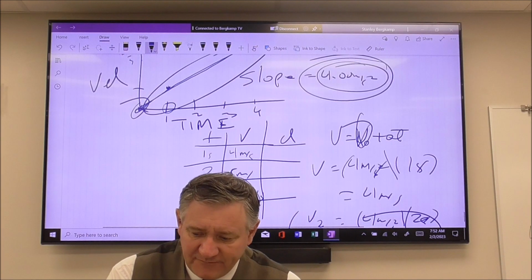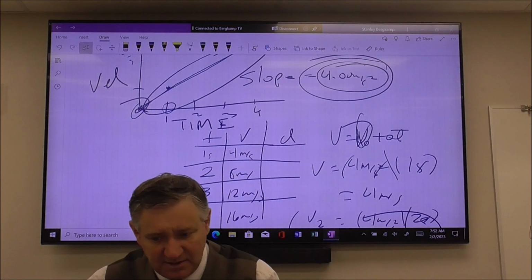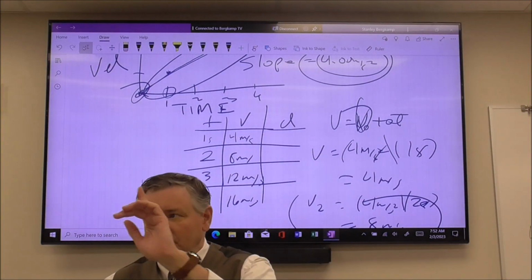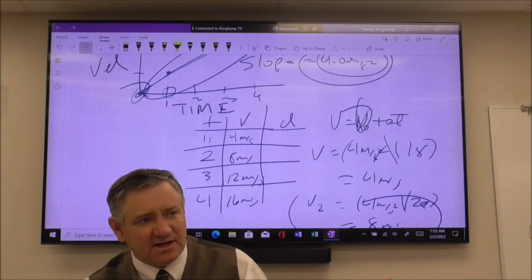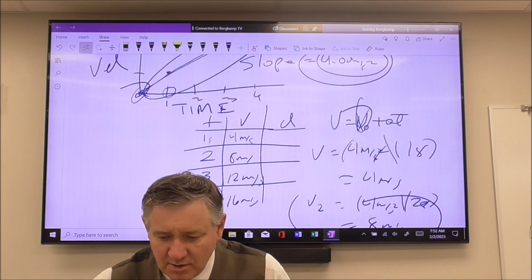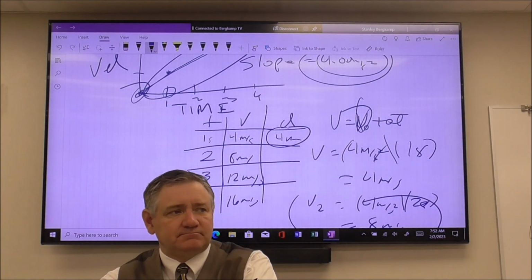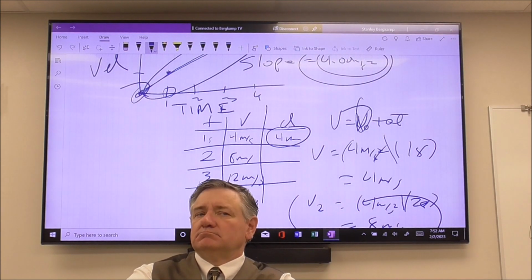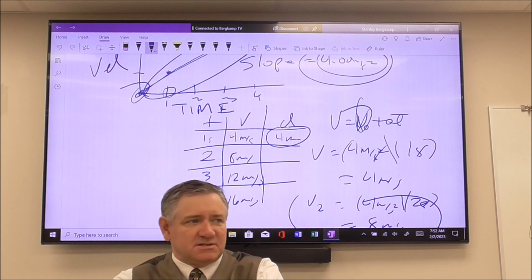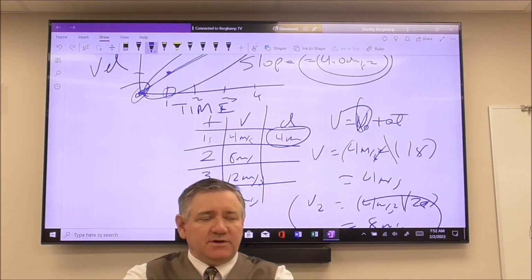Now, let's talk about how far we're going to travel. So, because I want to know how far it's gone at the end of 1 second, could I do this? Could I just say, well, I was going 4 meters per second at 1 second. Could I just take 1 second and multiply that by 4 meters per second and go, oh, I went 4 meters? Is that cool? Math is simple. I'm going 4 meters per second, I went 1 second. There you go.